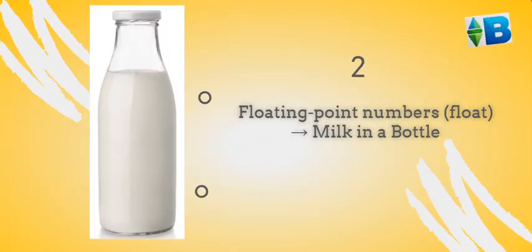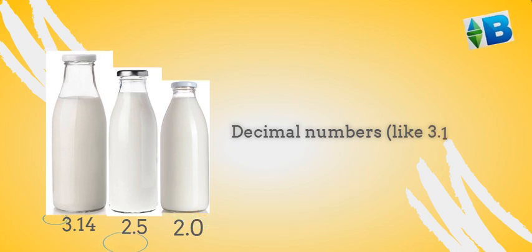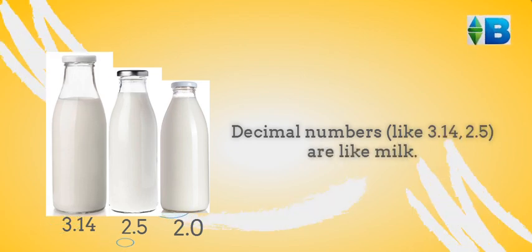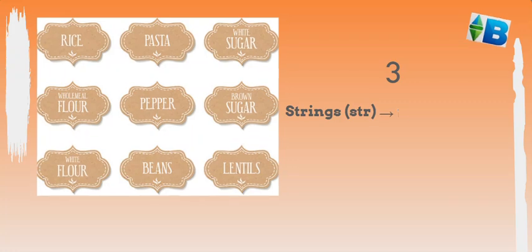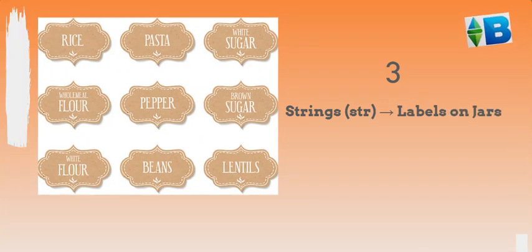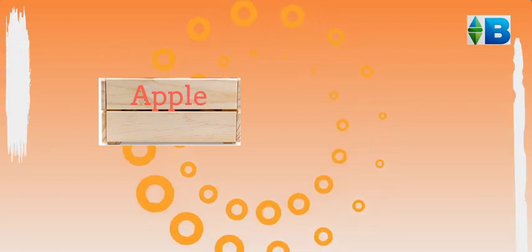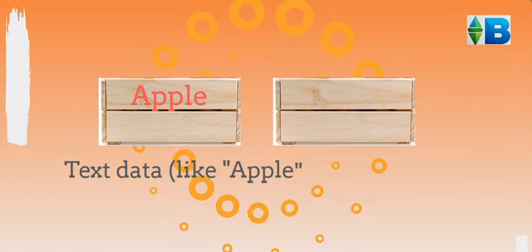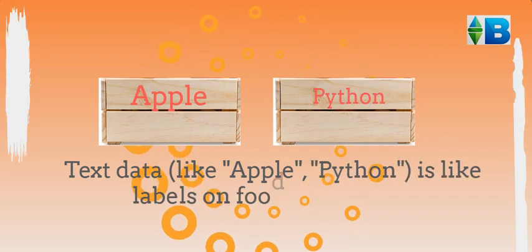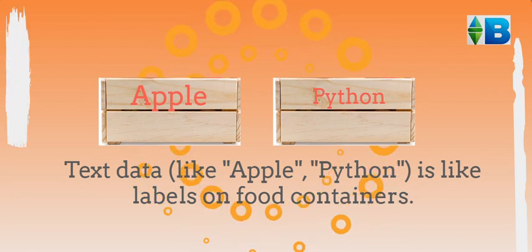Floating point numbers, milk in a bottle. Decimal numbers like 3.14, 2.5, 2.0 are like milk. You need a bottle to hold them, as they are liquid and different from rice. Strings are like labels on jars. Text data like "Apple" or "Python" is like labels on food containers. Labels help identify what's inside but don't store the food itself.